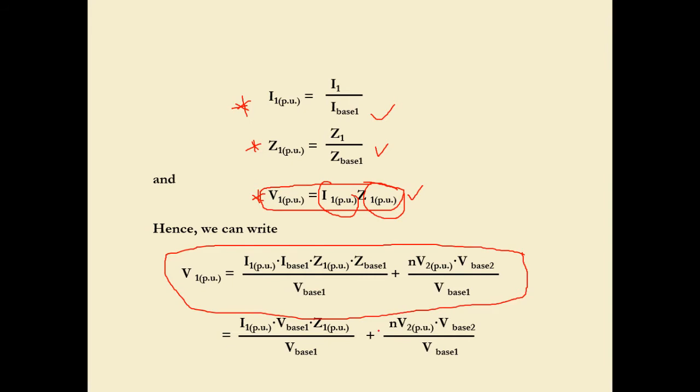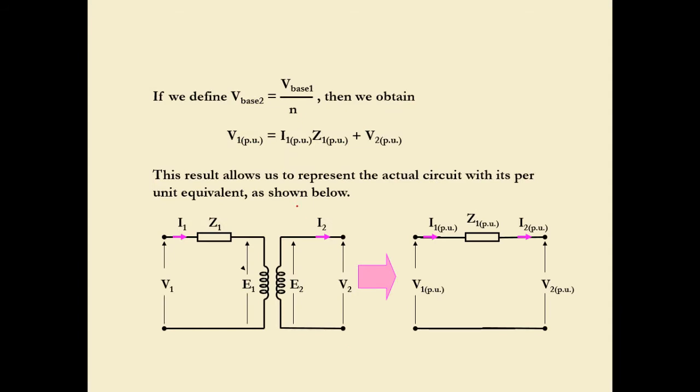From here also, we can derive further to get this simplified formula. If we define N from V base1 over V base2.